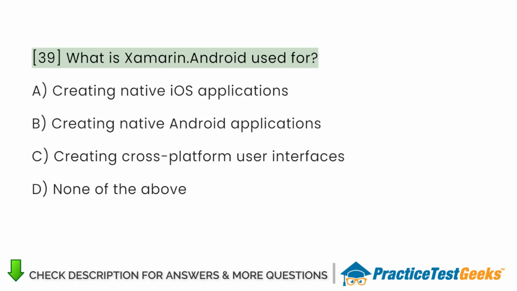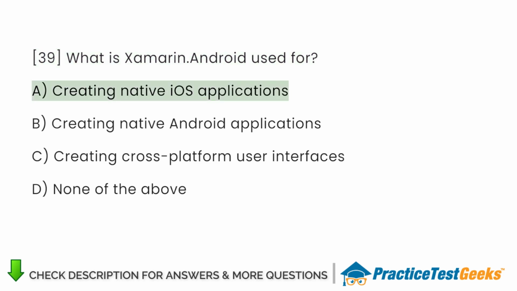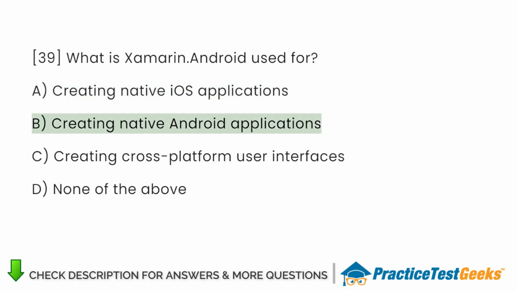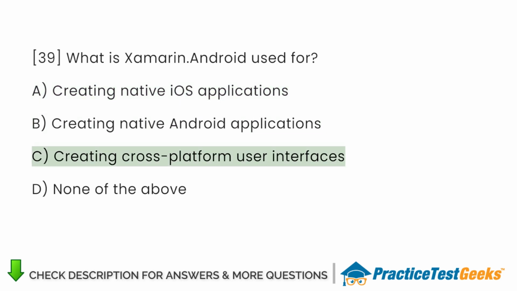What is Xamarin Android used for? A. Creating native iOS applications. B. Creating native Android applications. C. Creating cross-platform user interfaces. D. None of the above.